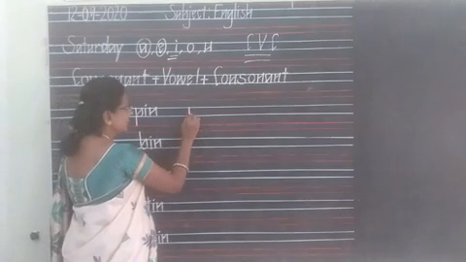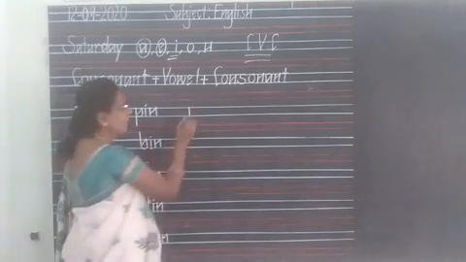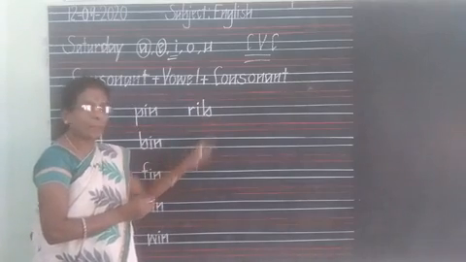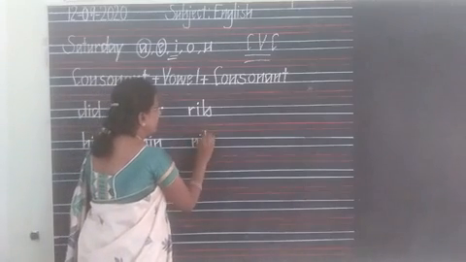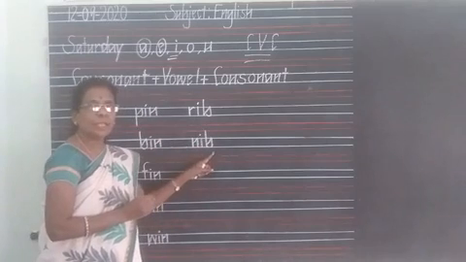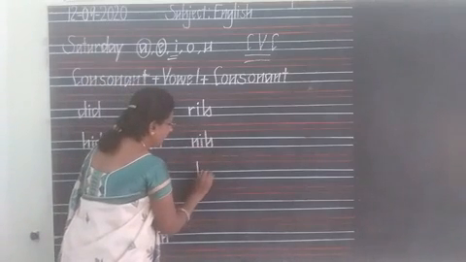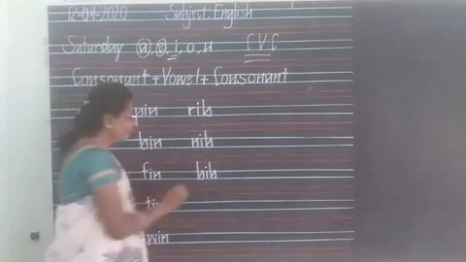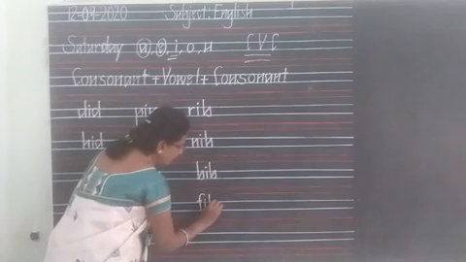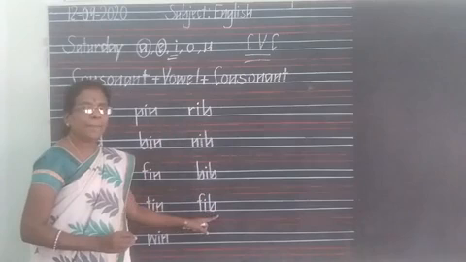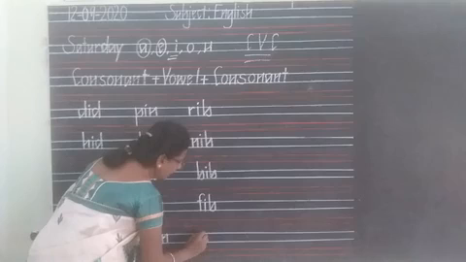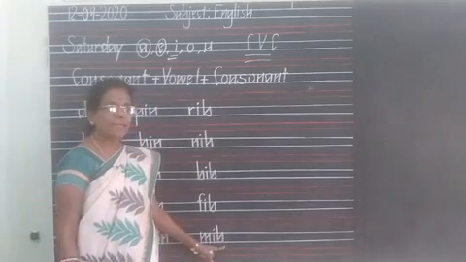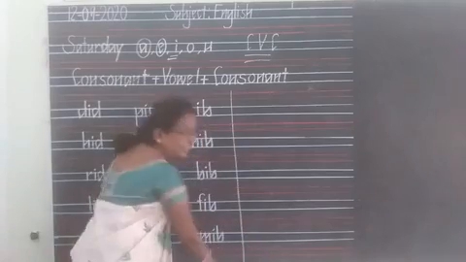Next, go to some more words. R I B rib. N I B nib. B I B bib. F I B fib. M I B mib. Next, go to the next page.